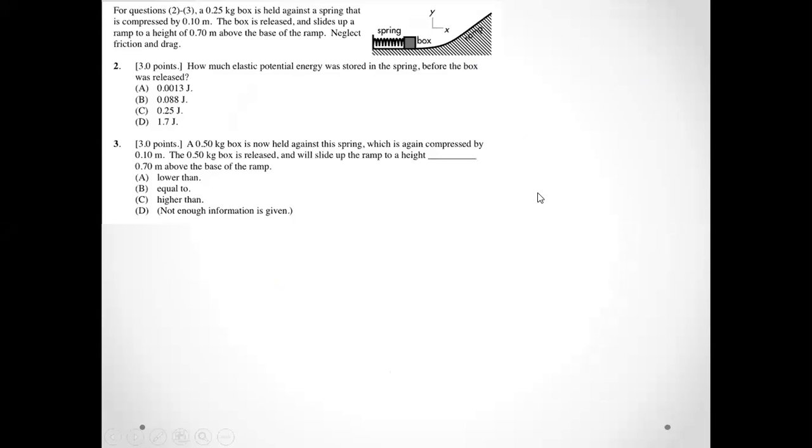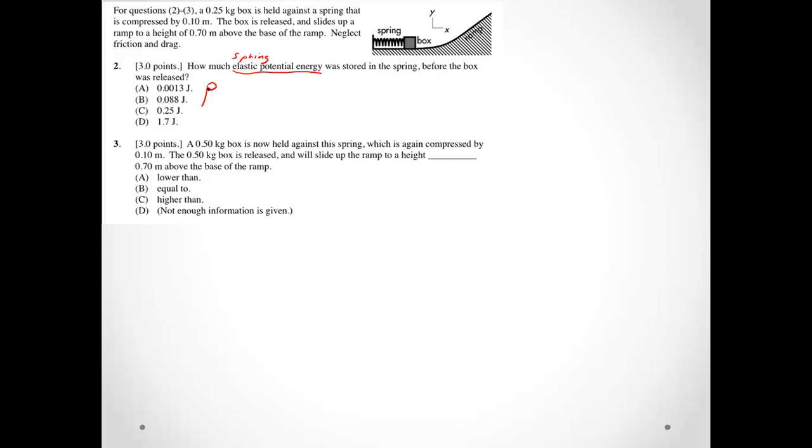All right, now we're going to look at this example of a box sitting up against a compressed spring. We're given the mass of the box and we're told how much the spring is compressed. And it says the box is released and slides up a ramp to a height of 0.70 meters. We're neglecting friction and drag in this problem as well. So the first question is just how much elastic potential energy, which is synonymous with spring potential energy, was stored.